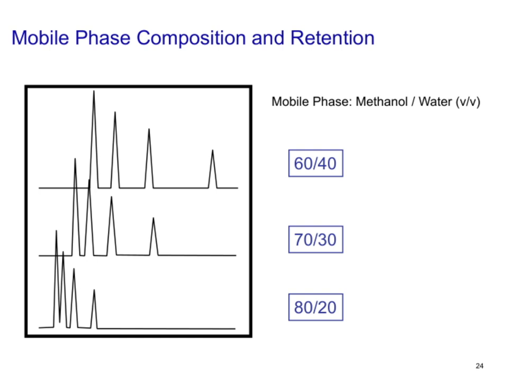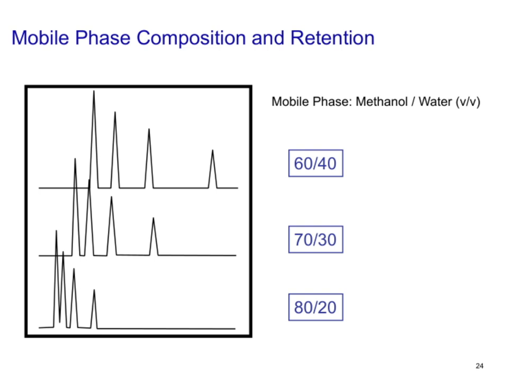Here, we see some common ratios like 70-30 and 80-20, which represent the volume ratios of methanol to water. These variations can significantly impact how compounds are separated during chromatography. For example, increasing the proportion of methanol generally decreases the polarity of the mobile phase, which can lead to faster elution of more polar compounds. Conversely, a higher water content makes the mobile phase more polar, often resulting in longer retention times for polar analytes.